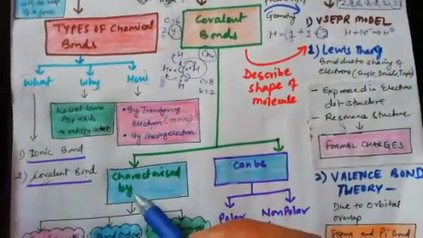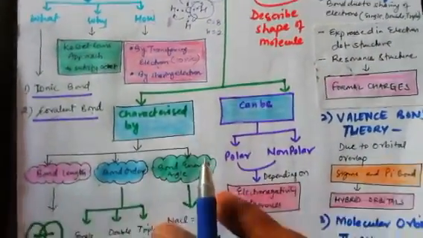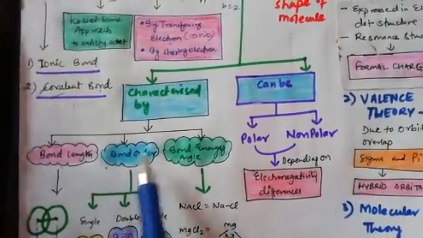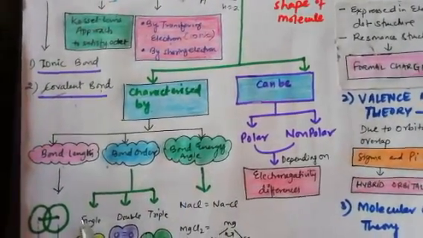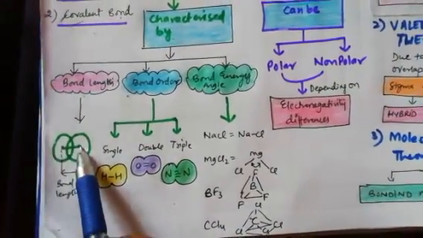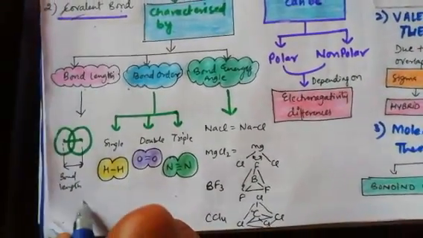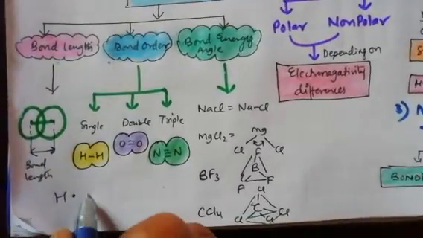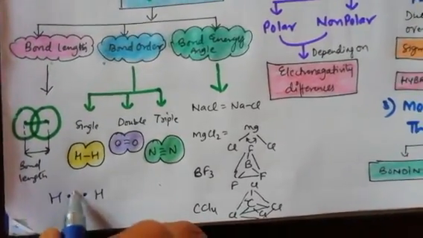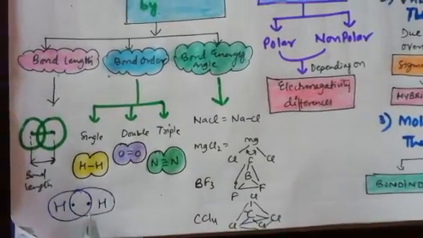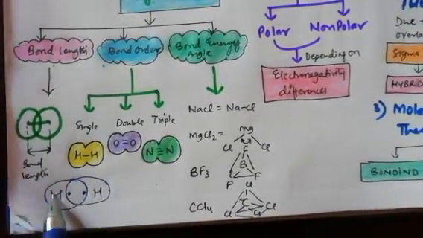Covalent bond is characterized by, basically if we need to know about the covalent bond, we should have knowledge about bond length, bond order, bond enthalpy or bond energy, and bond angle. Bond length is simple. It is the distance between the nuclei of two atoms. If hydrogen is not satisfied, but it takes one more hydrogen, it becomes 2 and 2, you know very well. Now this hydrogen got 2 electrons, this hydrogen also got 2.